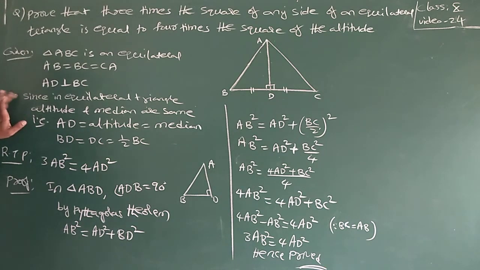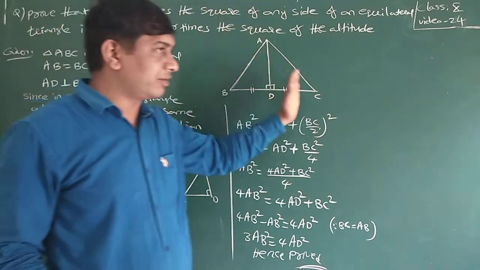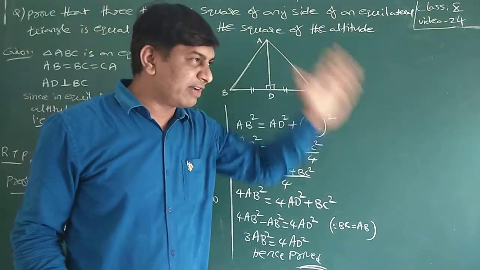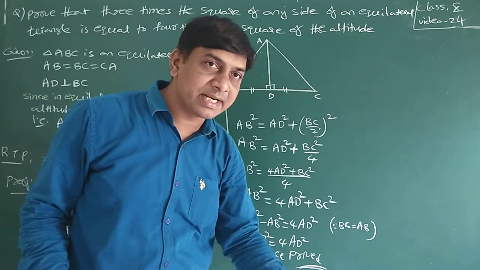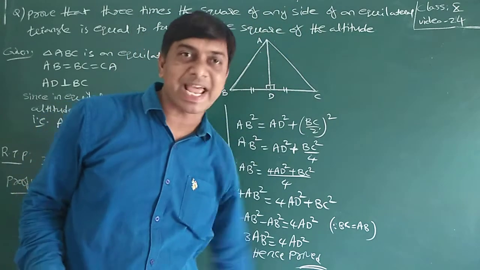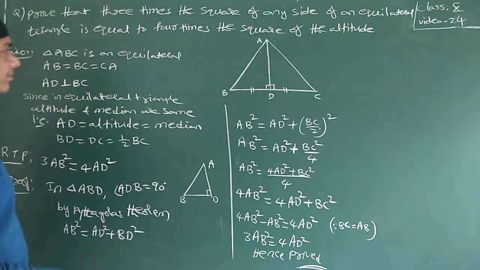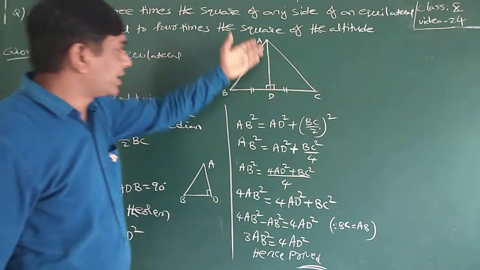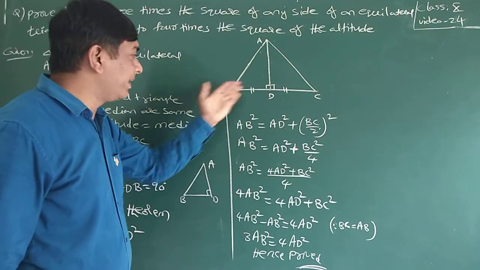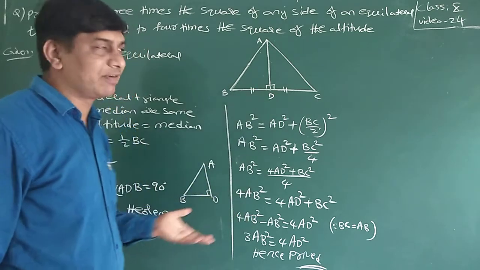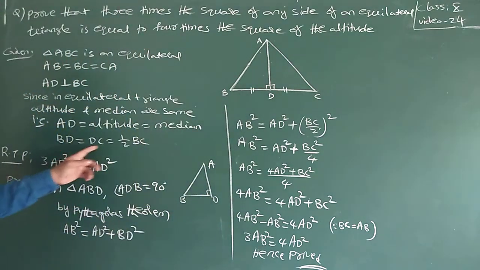Don't forget: in an equilateral triangle, if you draw an altitude from a vertex, it is also considered a median and also an angular bisector. So AD is an altitude as well as a median. Being a median means it divides BC into two equal halves, so BD is equal to DC is equal to half of BC.